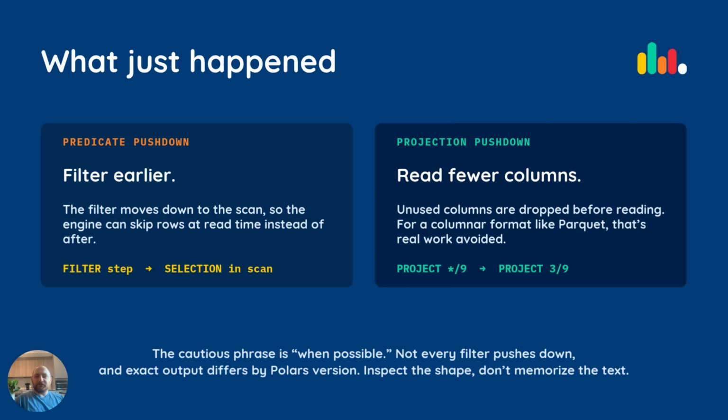But the phrase to keep in mind is when possible. Not every filter can be pushed down. Not every file layout gives the same benefit, and the exact text of these plans changes between Polars versions. So don't memorize the formatting. Always inspect the shape. This is also where a lot of explanations go too strong.